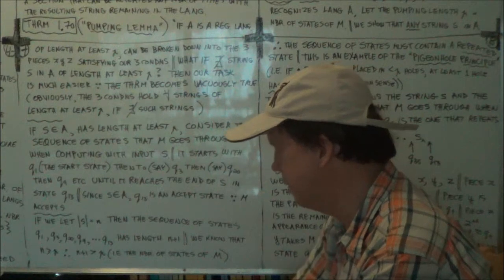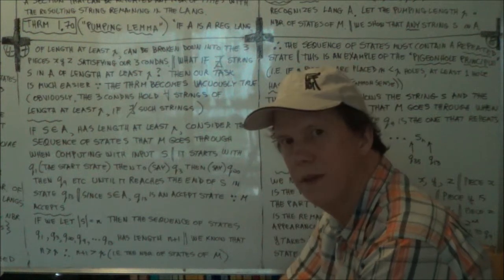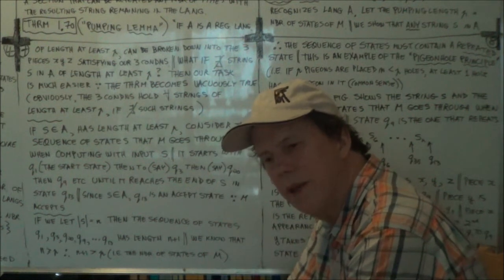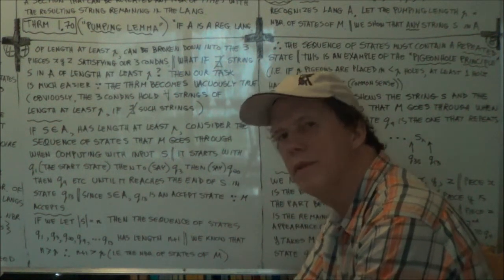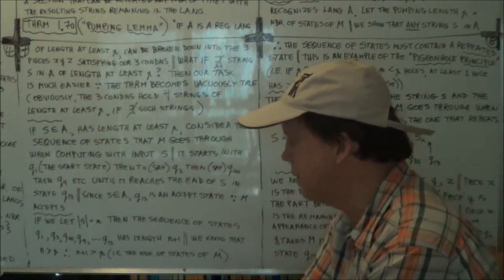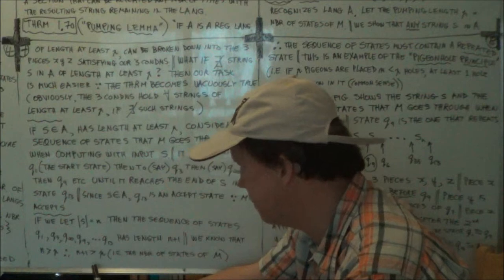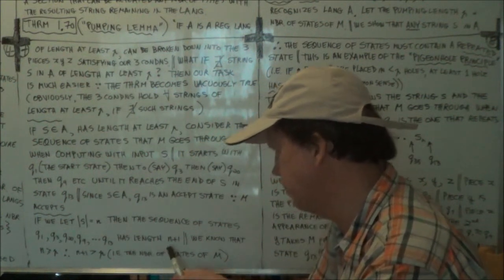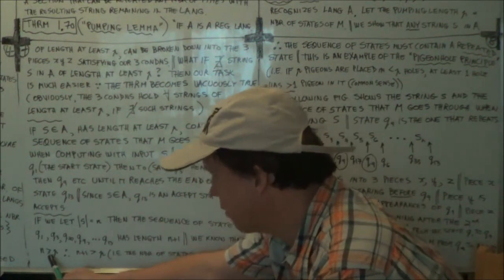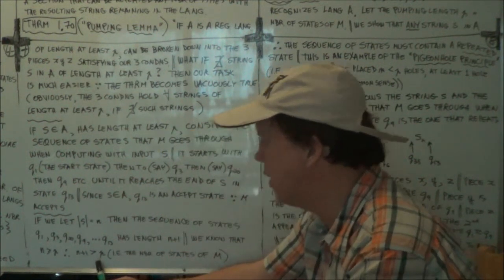And how many states are there in the machine? Well, p. Remember, we chose p, the pumping number, to be equal to the number of states in the machine. So we have n plus 1 of these. Now we know that n is greater or equal to p because of this. Therefore n plus 1 is greater than p.